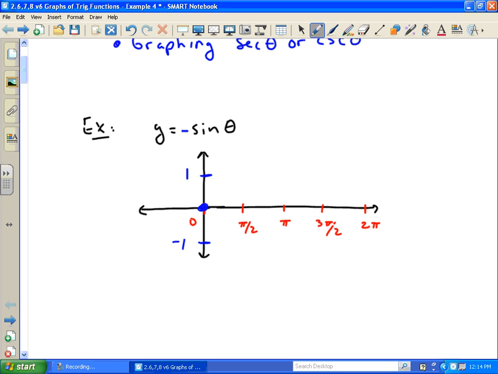The difference as far as having the negative in the front means you go the opposite direction from what you normally would. In other words, you would normally go up to positive 1 above the pi over 2. In this case, you would go down to negative 1, and then back to 0, and then back to positive 1, and then back down to 0. And so this would be your basic shape for the graph of negative sine of theta.